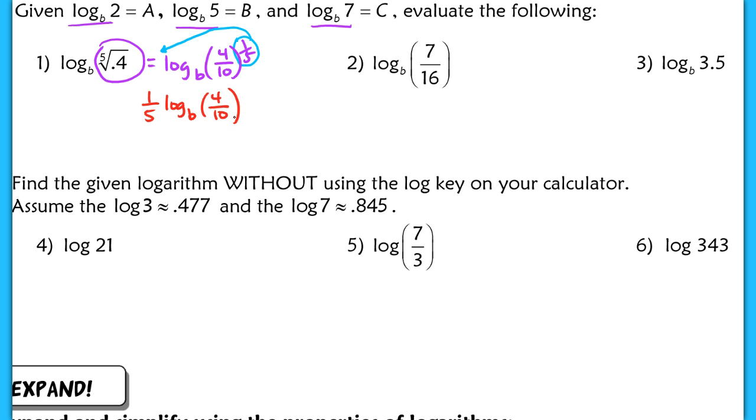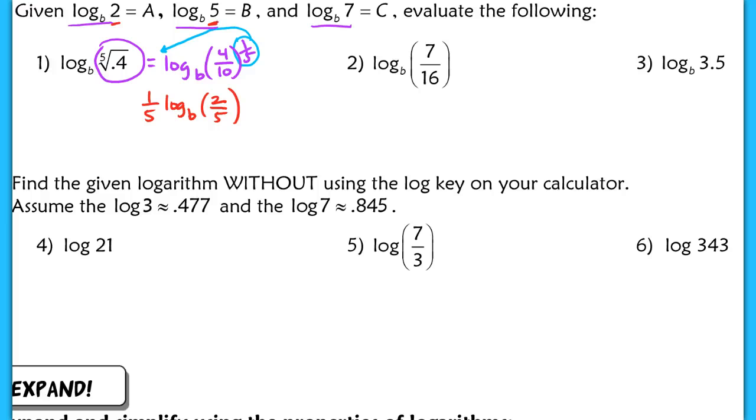Okay, so I've simplified it a little bit more, and when I look at 4/10, I know that I can simplify that fraction, so now I end up with 2/5. So this is good because I see I have a 2 here. I also have a 5 here. So somehow I want to try to include log base b of 2 and log base b of 5.